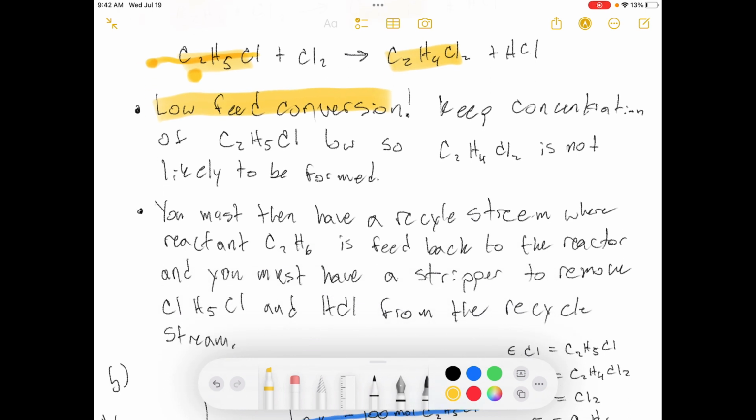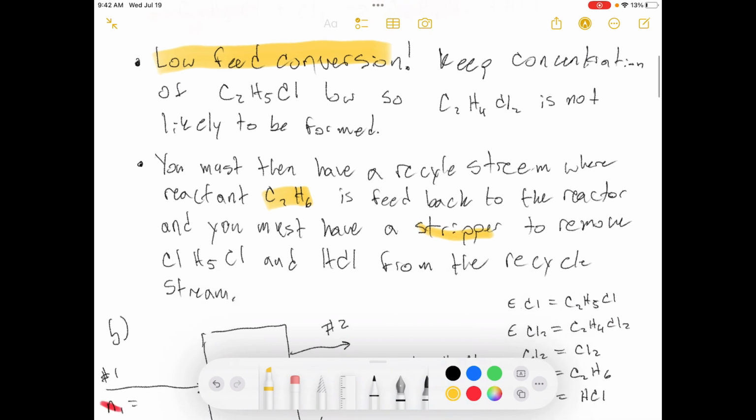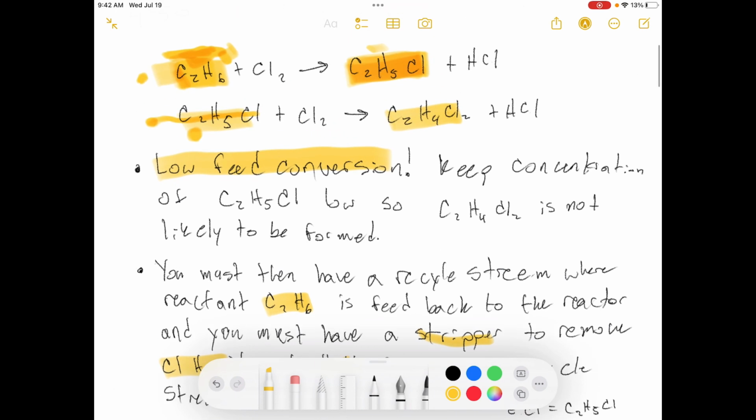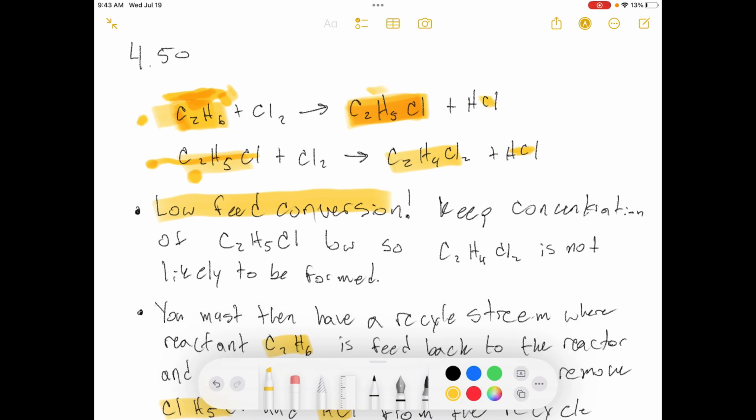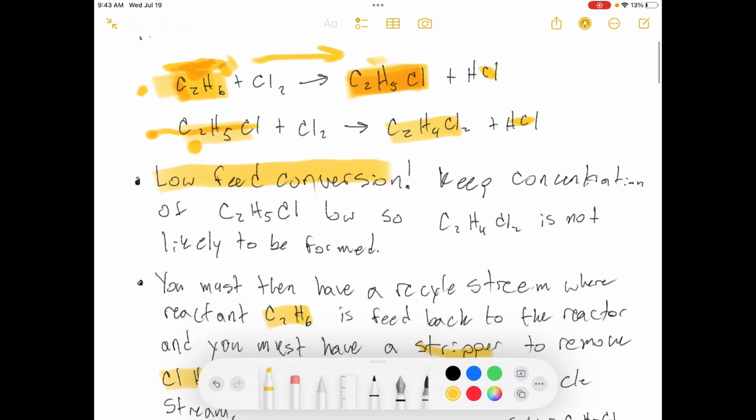Okay. You must then have a recycle stream where the reactant, ethane, is fed back to the reactor, and you must have a stripper to remove your product and the HCl. You don't want HCl building up in concentration in your reactor, because then eventually your reaction wouldn't want to drive in this direction. So you have to remove that as it's produced.